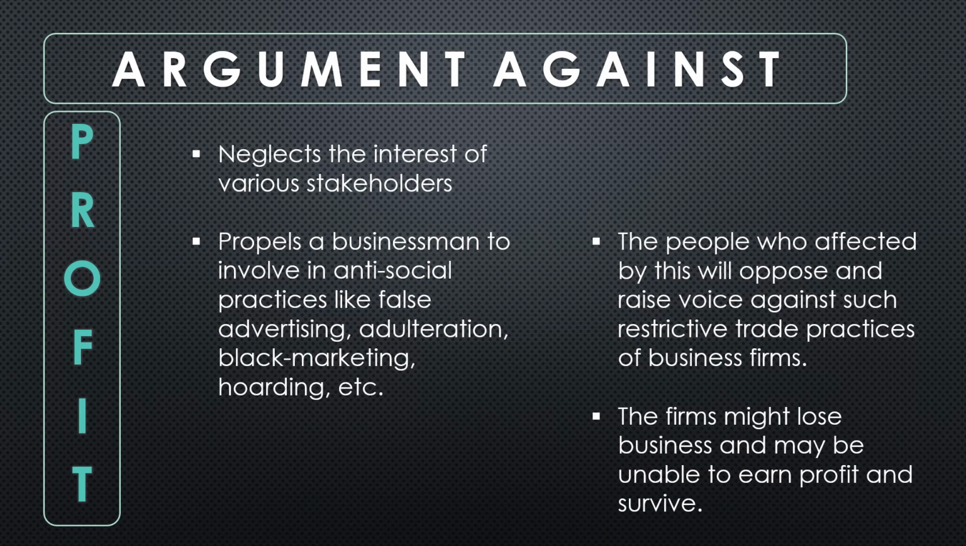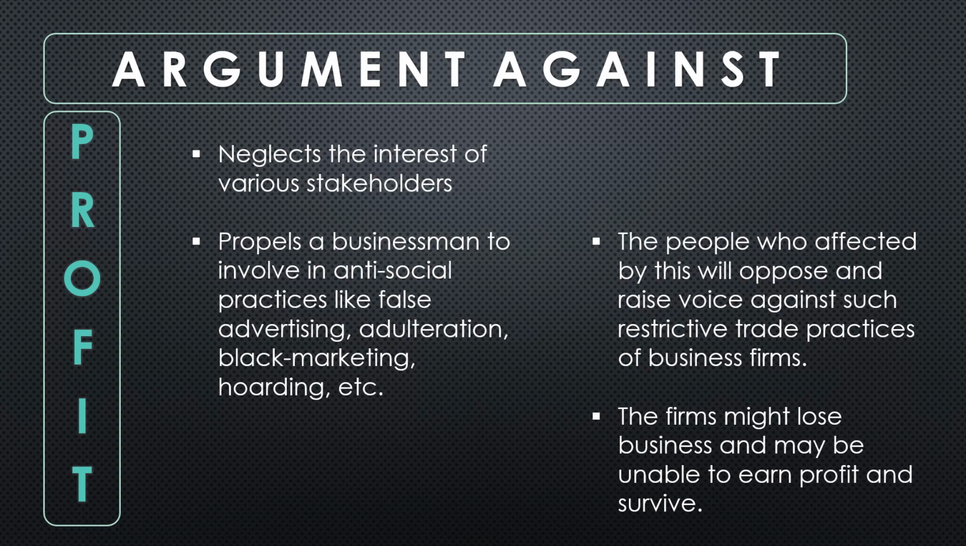So there can be possibilities where a business, to earn more profit, may neglect the interest of various stakeholders, like it can underpay the employees, it can manipulate the investors, it can deliver lower quality goods to the consumers. So these are the things which can happen if a business is only concentrating on earning more profit. It propels a businessman to involve in anti-social practices like false advertising, adulteration, black marketing, hoarding, etc. So these are the activities which a businessman can indulge into to earn more profit. He can go for false advertising, he can go for adulteration, black marketing. So these are the activities which can lead him on a wrong path.